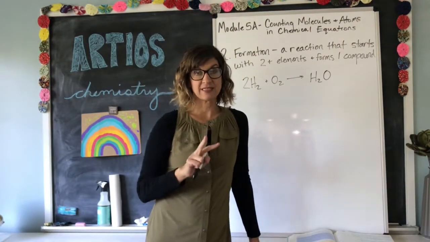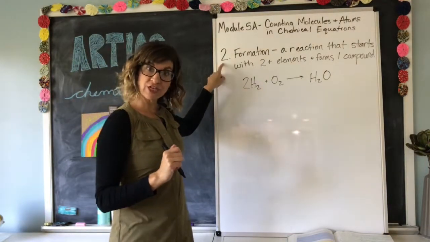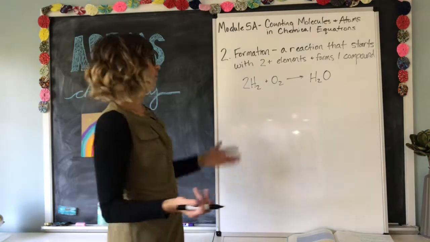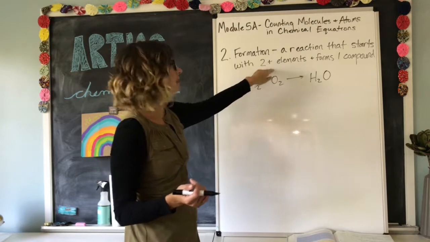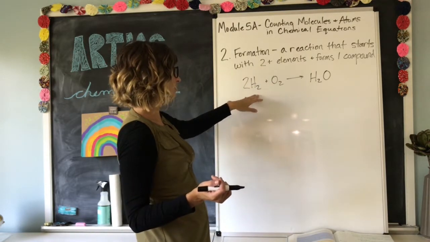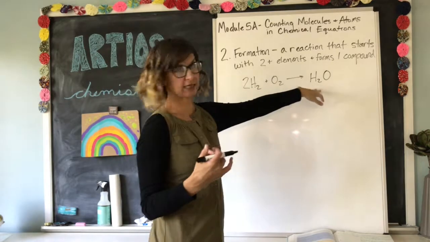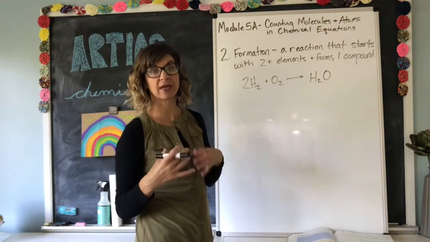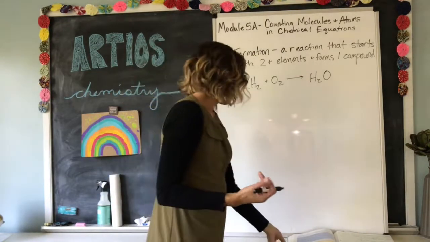Okay, the second basic type of chemical reaction, number 2, is a formation reaction. Now this is basically the opposite of decomposition. Formation is a reaction that starts with 2 or more elements and forms one compound. So an example would be when we are putting 2H2 plus O2 yielding H2O. So we're putting together hydrogen and oxygen and we are forming a water molecule. Okay, so just the opposite of decomposition.